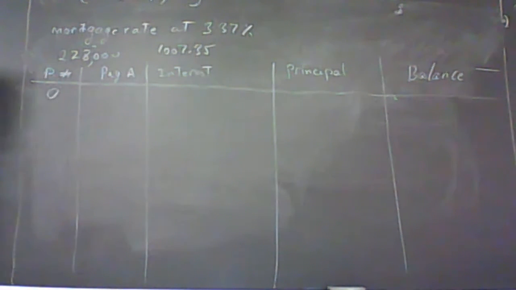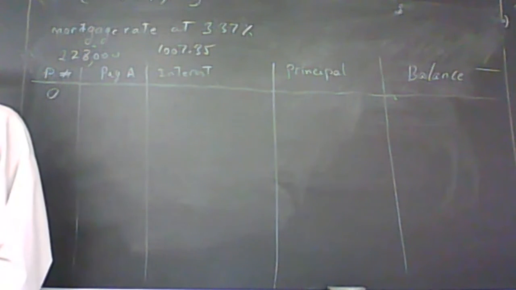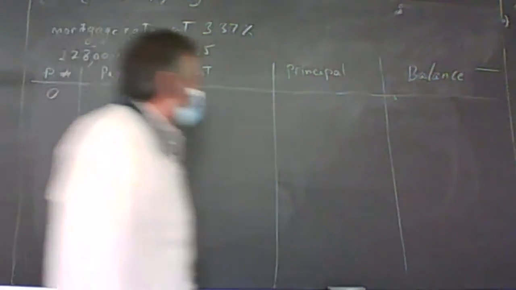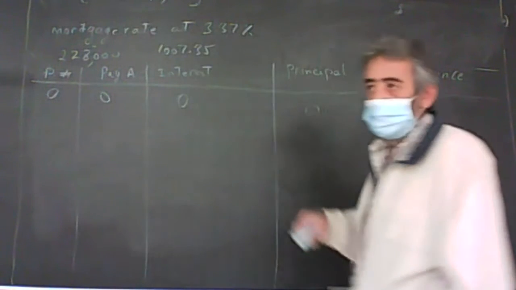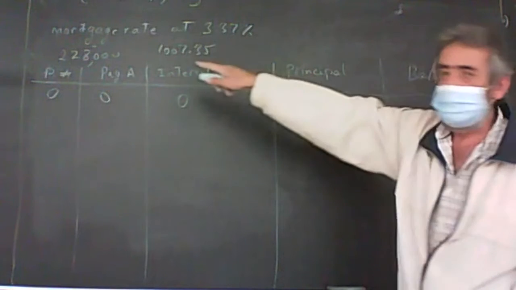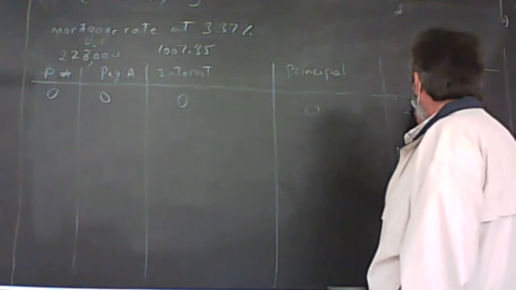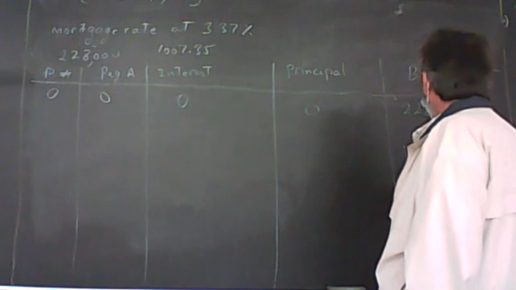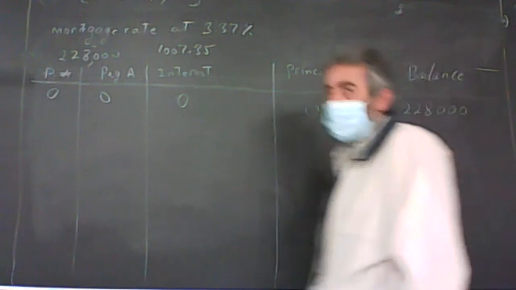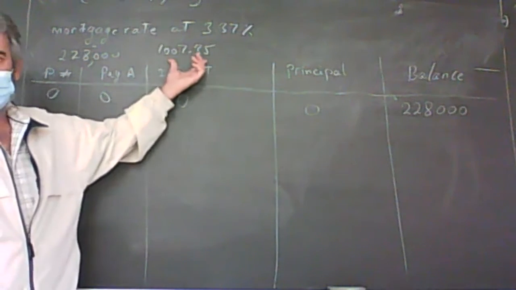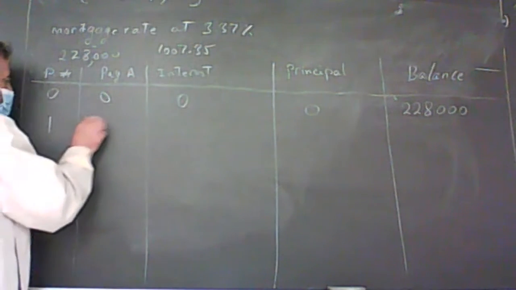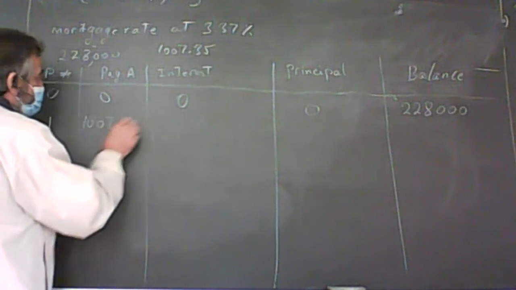At the beginning, you made payment number 0. You made no payments whatsoever, but you owe what you started with, which is $228,000. Now, months passed, and you're already into the first payment. You made a payment of whatever it says according to our calculation.